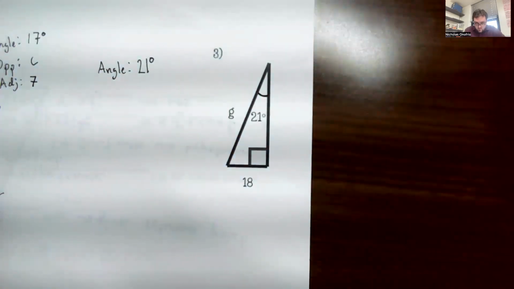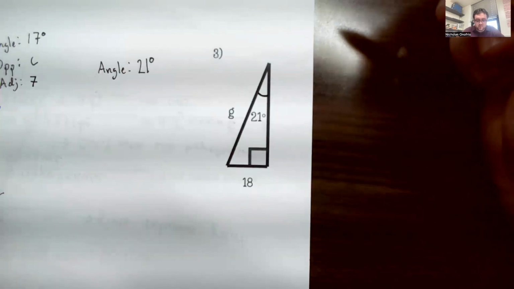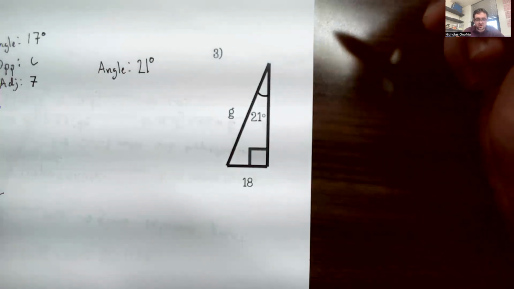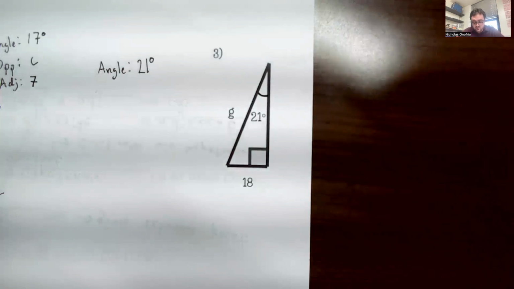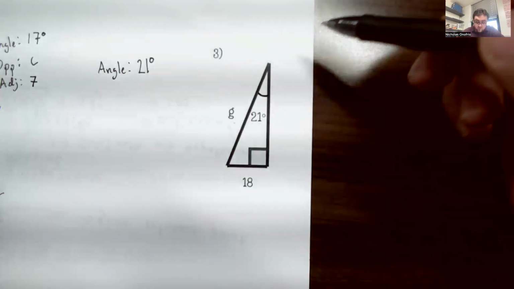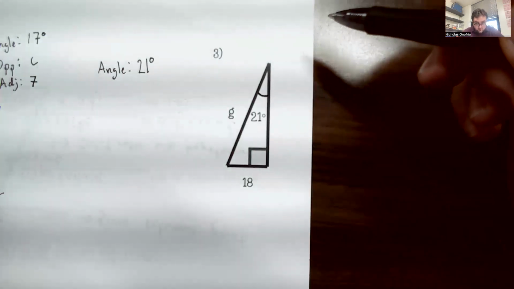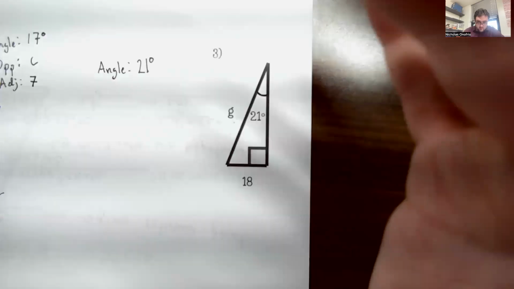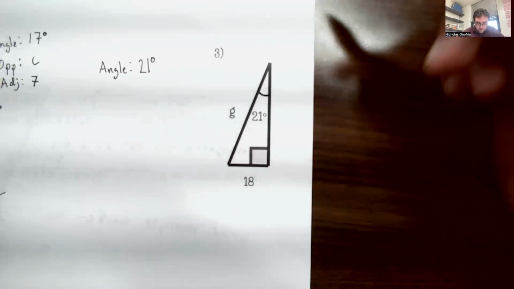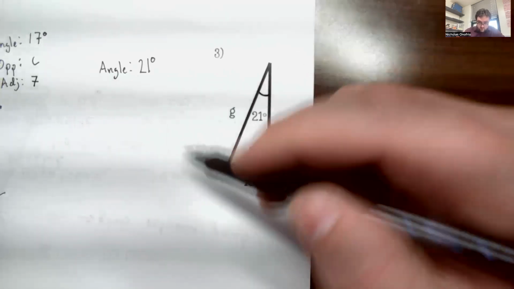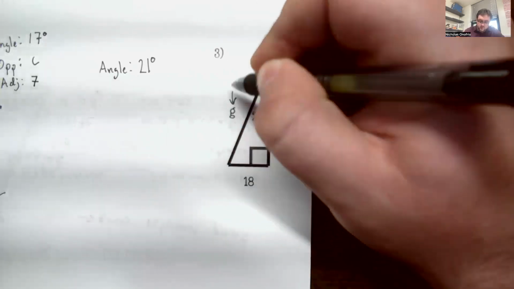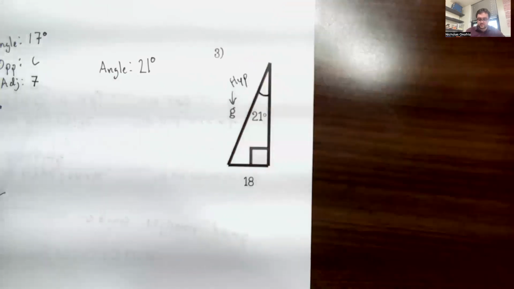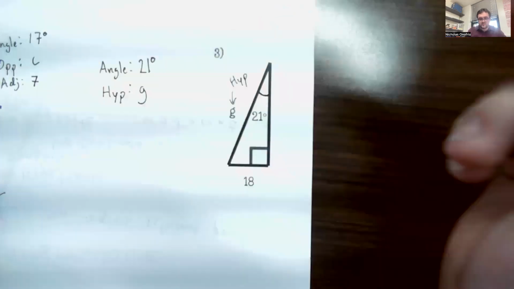Now, let's look at what we're given. Step number 2 in our process told us to check for the hypotenuse. Do we know anything about our hypotenuse? Looking at our problem, we notice that we are given the length of the hypotenuse. So we can make a note, our hypotenuse is G.